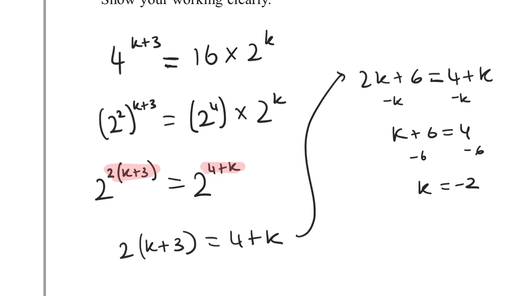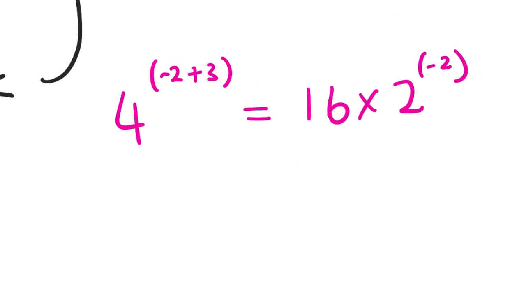Now, I can be a bit intelligent and see if this is correct. Let's see if this is right. We don't have to do this, however, we should be getting to the stage where we are looking at this. We're going to substitute this back into the original equation. 4 to the power of minus 2 plus 3, because that's where our k is, should equal 16 times 2 to the minus 2, should it not? Okay, so let's see. What is 4 to the power of minus 2 plus 3? This is 4 to the power of 1. What is 4 to the power of 1? 4. So my left-hand side equals 4, right?